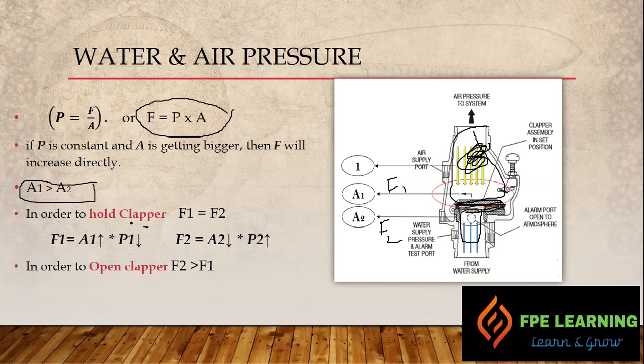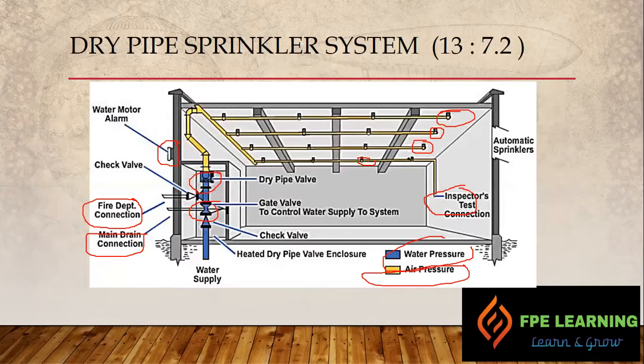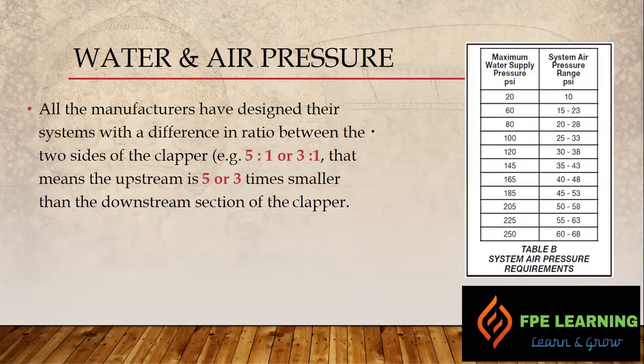If you can see this equation, here we have force F1 equals force F2. If A1 is bigger, P1 should be down, or if A2 is less, P2 should be high in order to keep F1 equal to F2. In order to open the clapper, the force F2 must be greater than F1. How is it possible? It is only possible when our sprinkler system activates and the air goes outside from the pipe, and due to the difference in the pressure, the valve opens, controlling or extinguishing the fire.